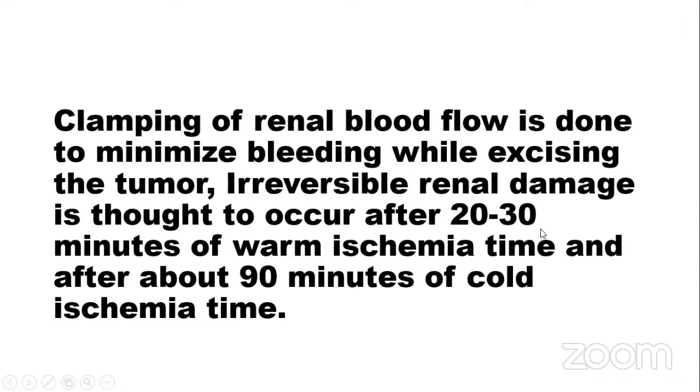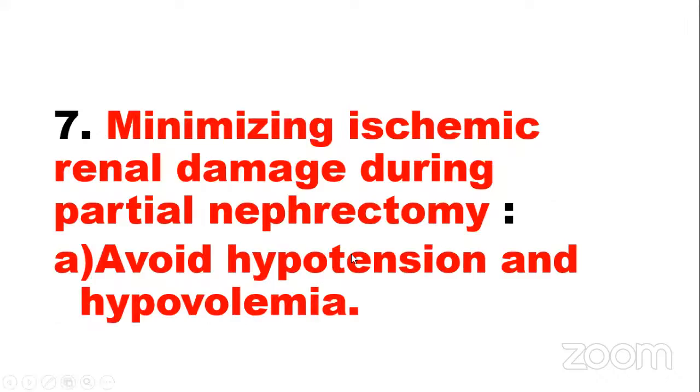Irreversible renal damage is thought to occur after 20 to 30 minutes. That's irreversible, so it must not be more than 20 minutes. The irreversible damage occurs after 20 to 30 minutes of warm ischemia time and after about 90 minutes of cold ischemia time. Okay, so warm ischemia time is 20 to 30 minutes and cold ischemia time is 90 minutes. Minimize ischemic renal damage during partial nephrectomy.